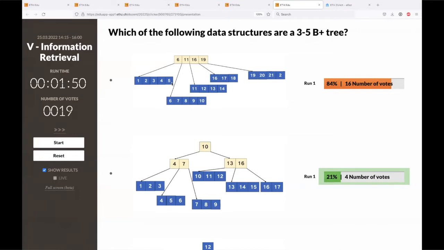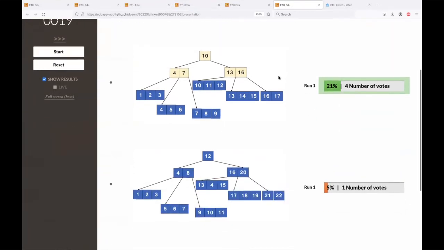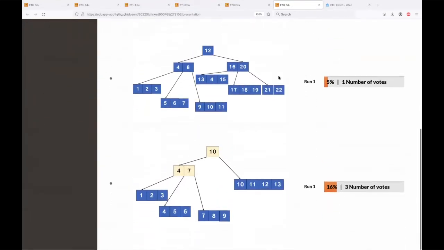There is a second reason that was not intentional, but here it's supposed to be a 22 and it's a 2. So of course that wouldn't be sorted. That would be a second reason why it's not a B+ tree. But anyway, let's go to the third one. What is that? Why is that not a B+ tree?